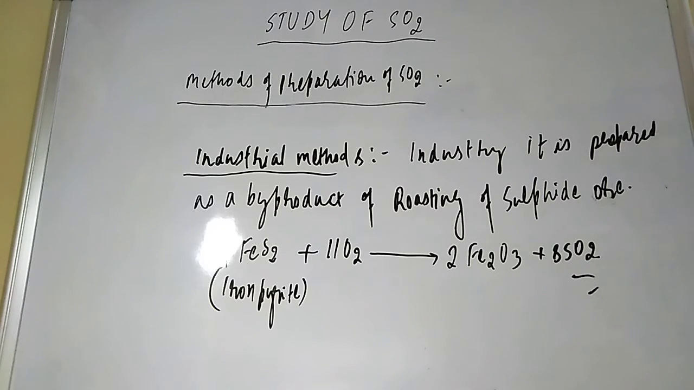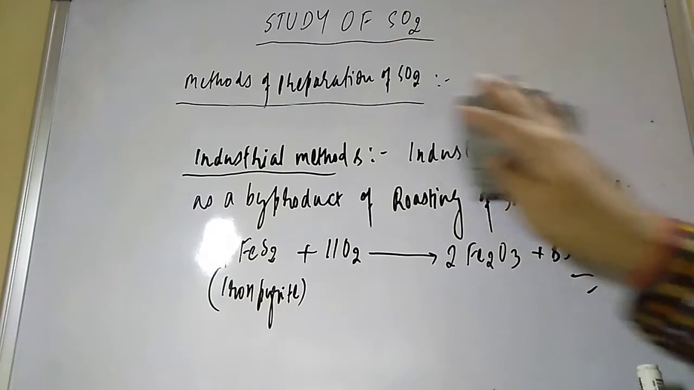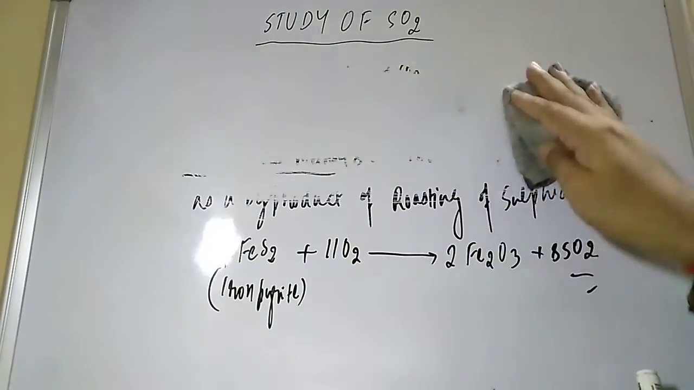So in industry, when iron pyrite undergoes roasting, meaning you are heating the ores in the presence of excess oxygen, what you get is sulfur dioxide. Generally, whatever sulfur-containing ores you roast, you will get sulfur dioxide.